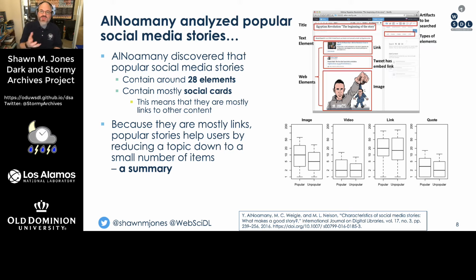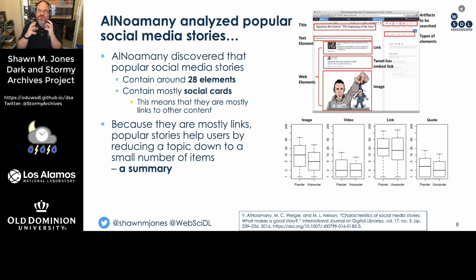And they contain mostly social cards. This means that they're mostly links to other content. And because they're mostly links, popular stories help users by reducing a topic down to a small number of items, a summary. So 28 elements are what we're aiming for here.